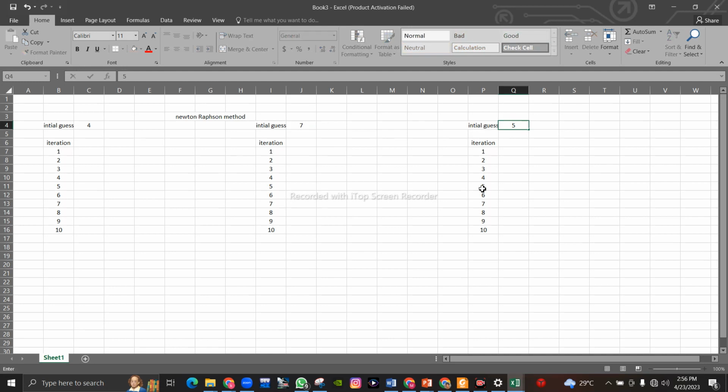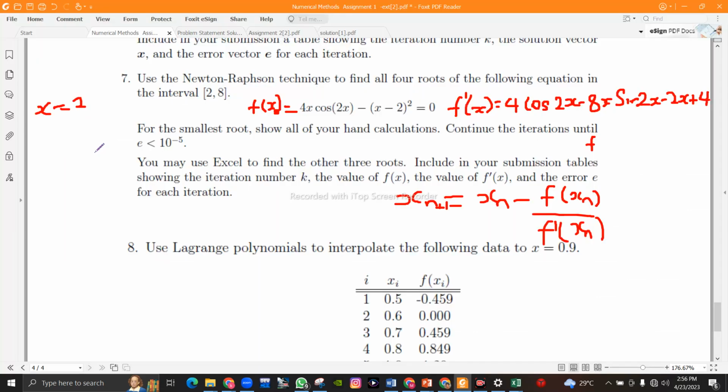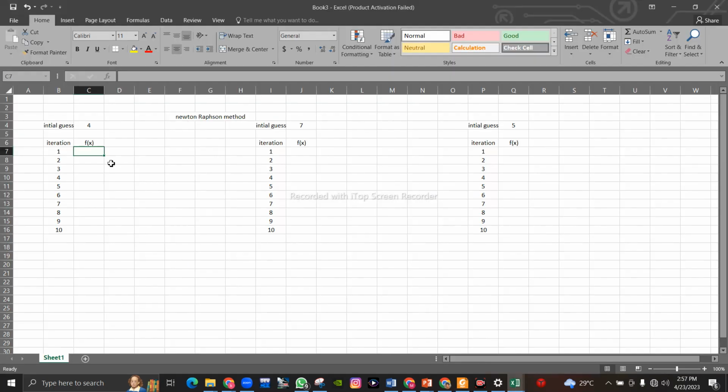Then we need f of x, as I said. What's our f of x? We need f of x here too. Let's write the formula for f of x. Our f of x is 4x cos 2x minus x minus 2, squared. So let's write it. Our f of x is equal to bracket 4 times x. What's our x? Our x is that initial guess.